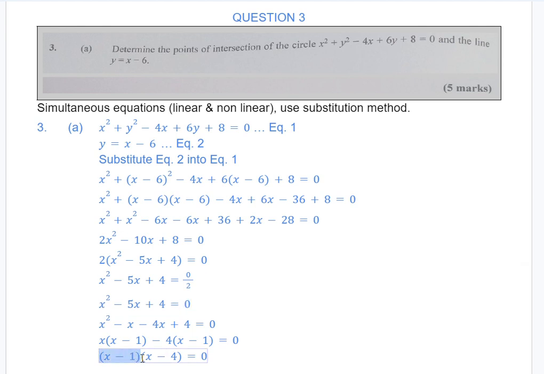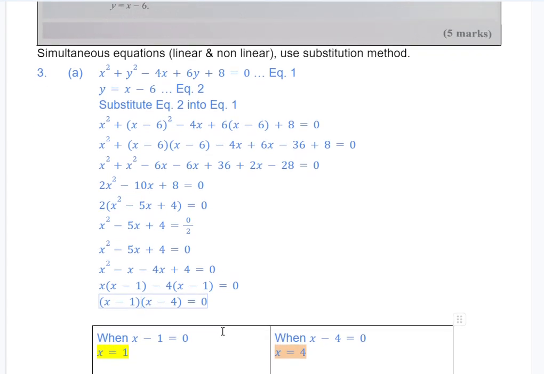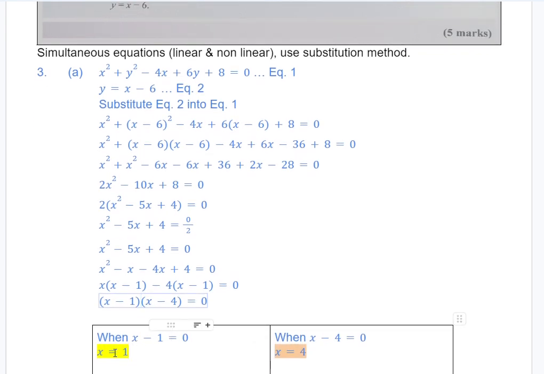Factorizing, we're going to get (x minus 1)(x minus 4). Now these two sets of terms in brackets are being multiplied to make 0, so it means one of them has to be 0. When x minus 1 is 0, x has to be positive 1. And when x minus 4 is 0, x has to be positive 4.